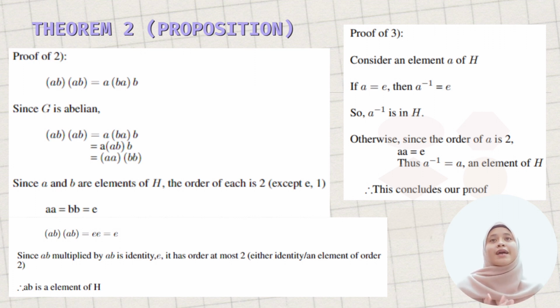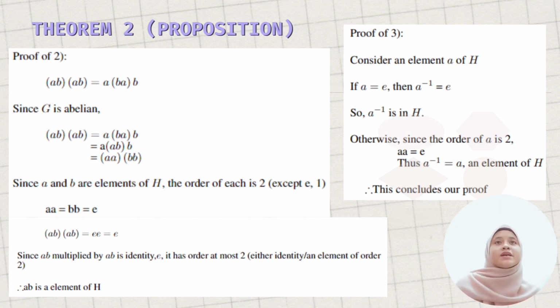Since A and B are elements of H, the order of each is 2, except the identity. AA equals BB equals E. AB times AB equals EE equals E. Since AB multiplied by AB is the identity, it has order at most 2, either the identity or an element of order 2. So AB is an element of H.